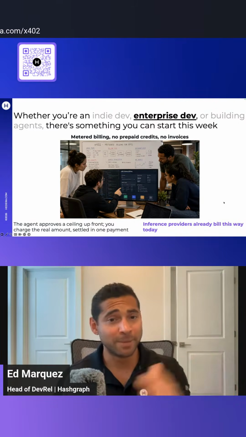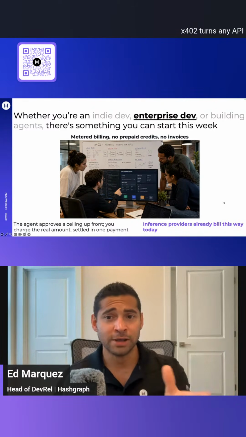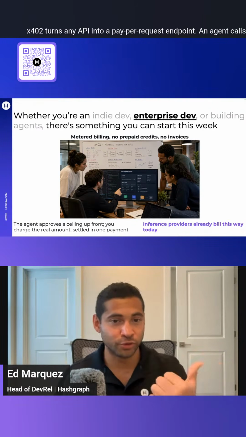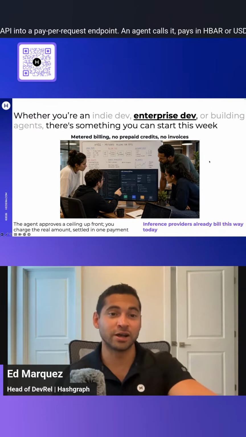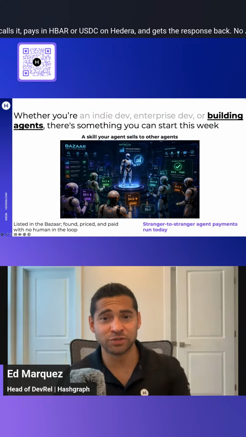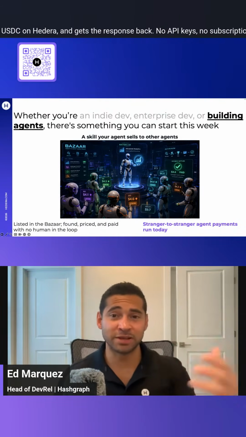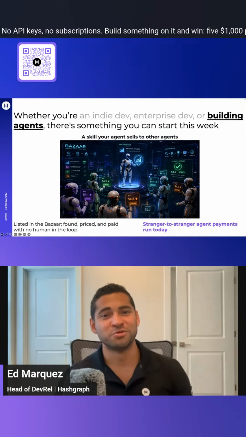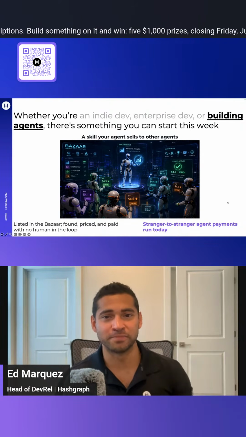We see many industries already going in this direction with metered billing, but the payment settlement is still on old, traditional human rails that are not going to be agent friendly. And if you're building agents, you could publish something like a skill or create something similar and sell it to other agents. And hopefully we would love to see you do that on Hedera.